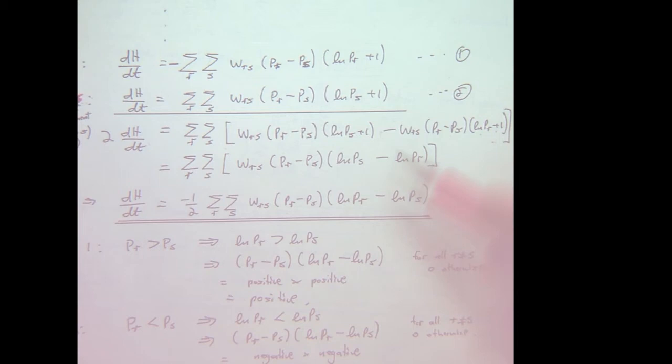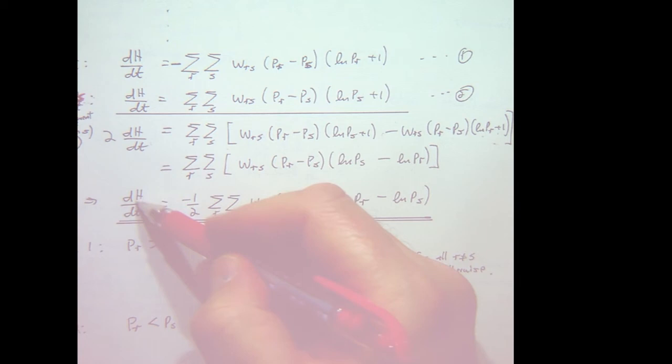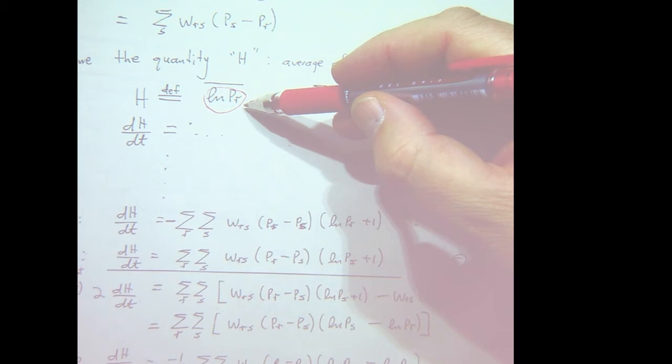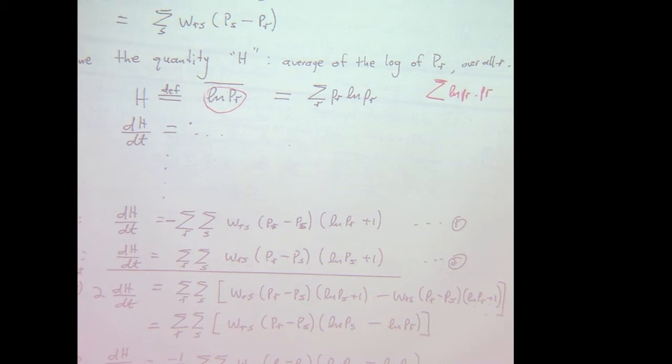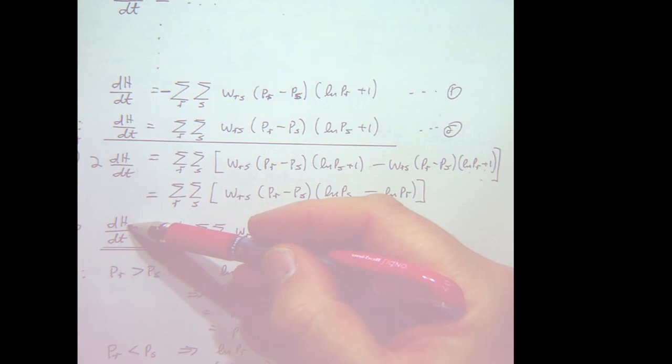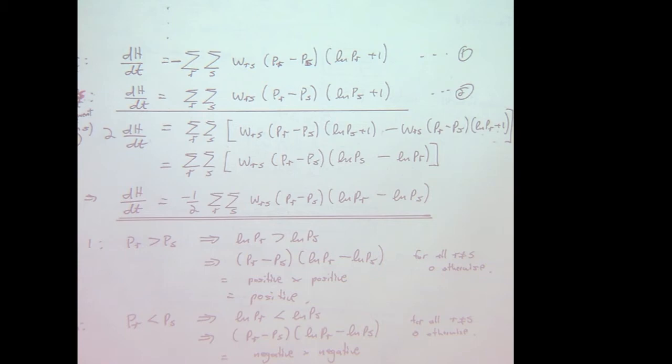And the reason we do that is the following. You look at this: this is the rate of change of the average of the log of the probability as the system is evolving. It's evolving wherever it wants to go. And we want to find out what the time derivative of dH by dt is, how it changes with time. Now, there are three cases. Either PR is greater than PS.